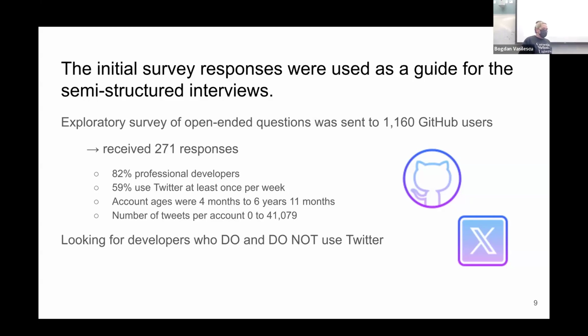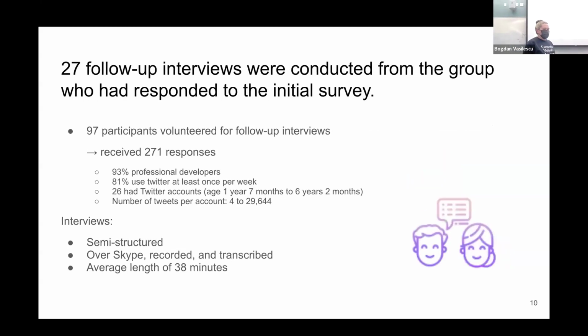So the point of the survey is they're looking for developers who do and do not use Twitter, so that they can get that understanding on both sides. The follow-up interviews were conducted with a subset of the survey responses. They had 97 participants who agreed to do the follow-up interviews, but they only needed 27. They felt that they had achieved the capacity for the themes they were looking for with just 27 interviews. Saturation, yeah. I told you I can't see my notes.